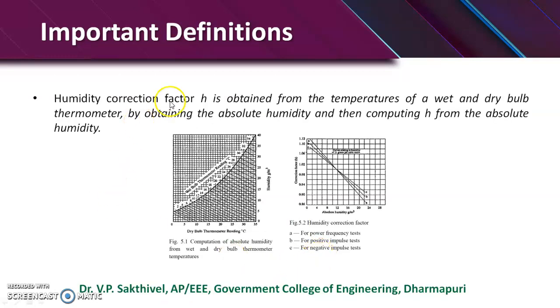And this is the humidity correction factor. Generally, this humidity correction factor is determined from the temperatures of a wet and dry bulb thermometer by obtaining the absolute humidity and then computing H from the absolute humidity. Here they give the dry bulb thermometer reading for humidity versus thermometer reading. Here is the correction factor versus absolute humidity for power frequency tests, positive impulse and negative impulse tests. It is shown here.